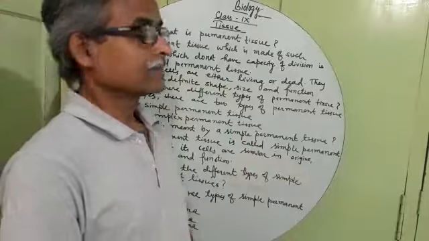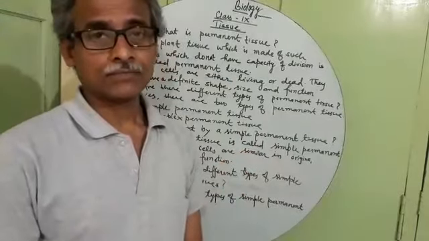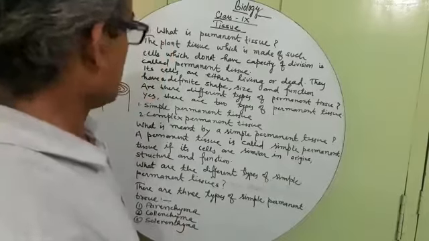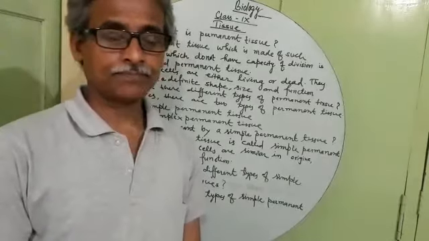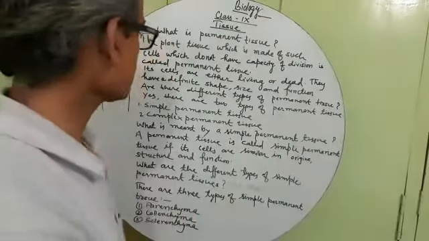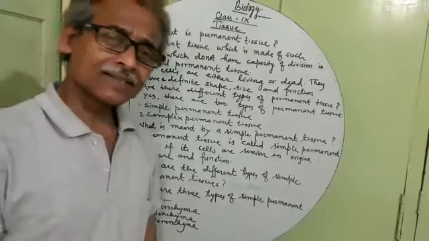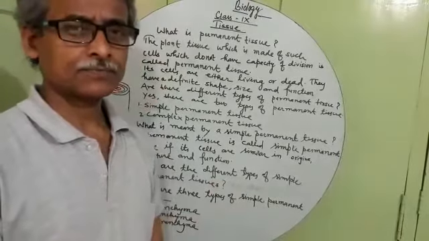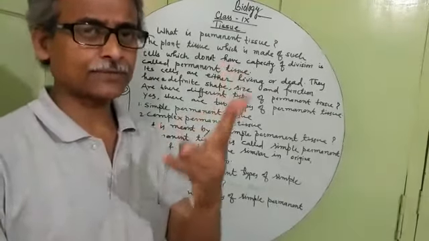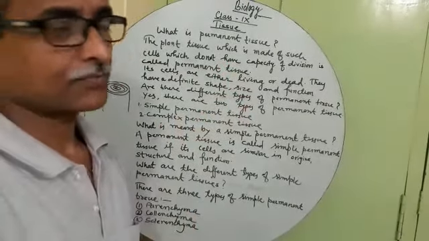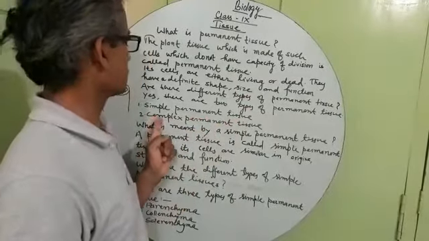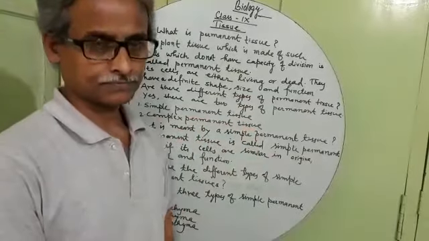Its cells are either living or dead. They have a definite shape, size and function. Are there different types of permanent tissue? Yes, there are two types of permanent tissue: simple permanent tissue and complex permanent tissue.